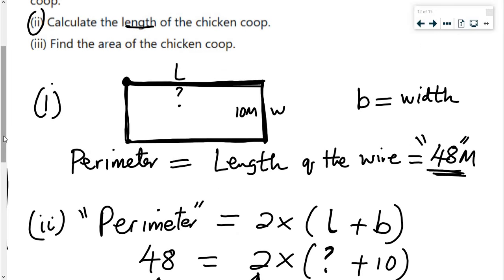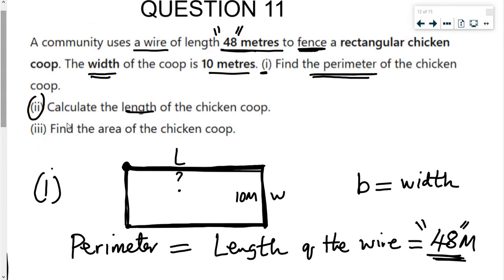I hope you have understood what I'm trying to do. So calculate the length of the chicken coop. So length here we got is 14 meter.